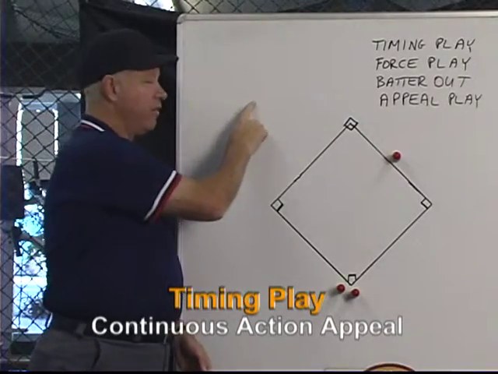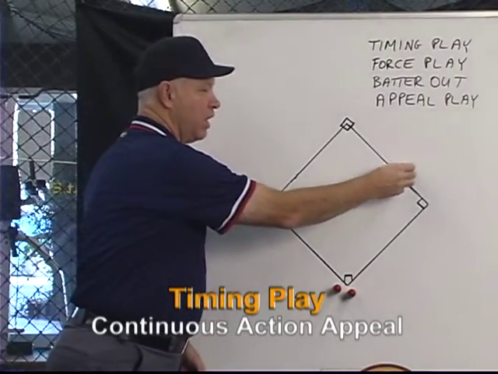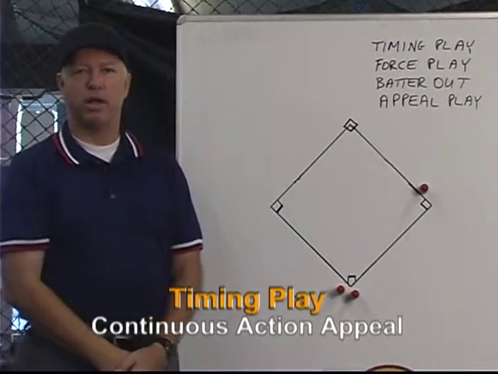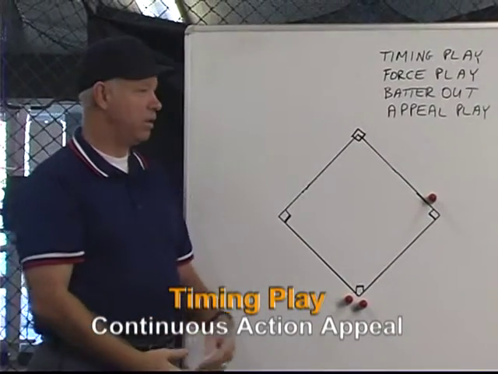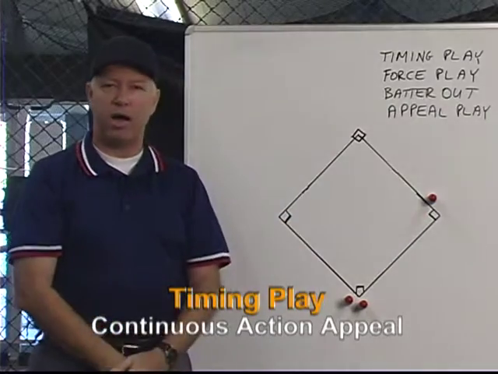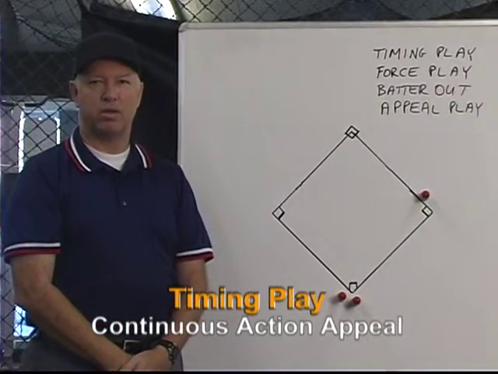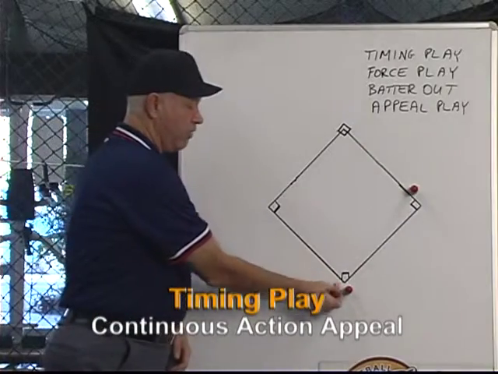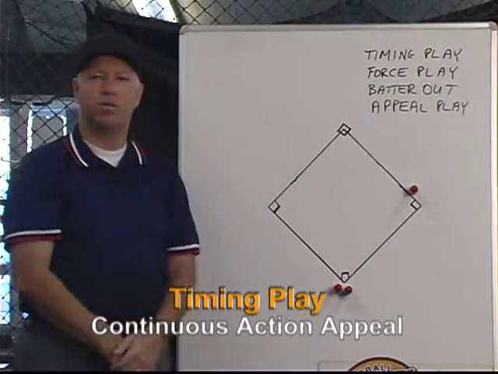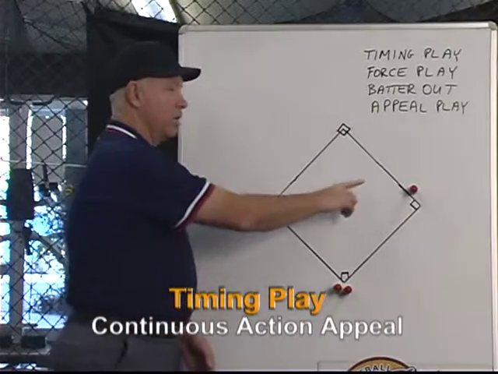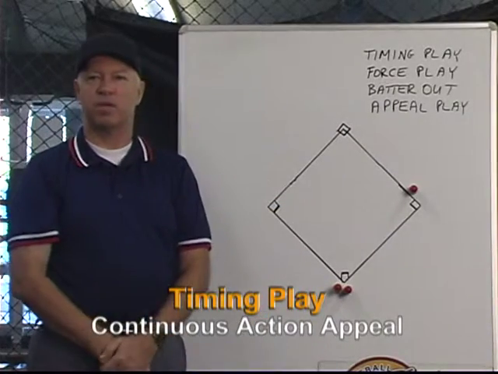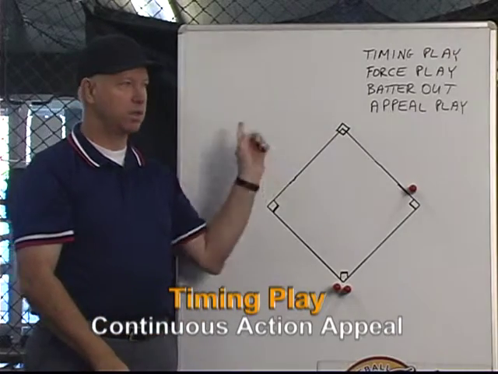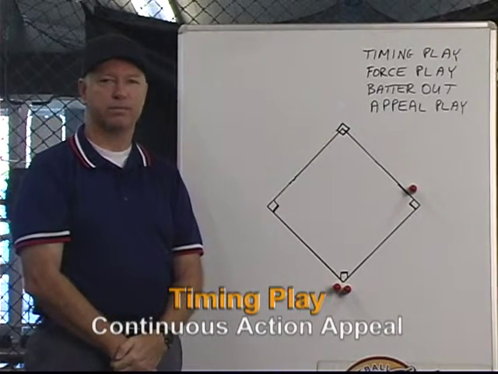Now the throw from the outfield goes back over to first, and it reaches first base before this runner gets there. Now that's a continuous action appeal. And if he's called out, that's not a force out, it's an appeal out. And if that out occurs after this runner touches the plate, the run would score. If that out occurs before he touches the plate, it would not score. It's a timing play, not a force play. This is a continuous action appeal.